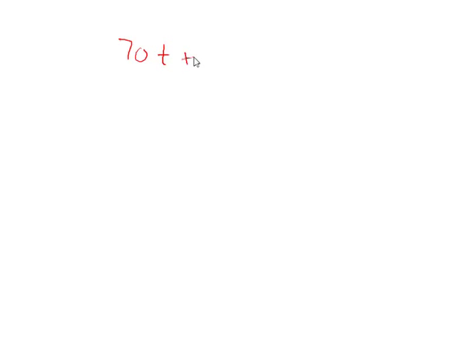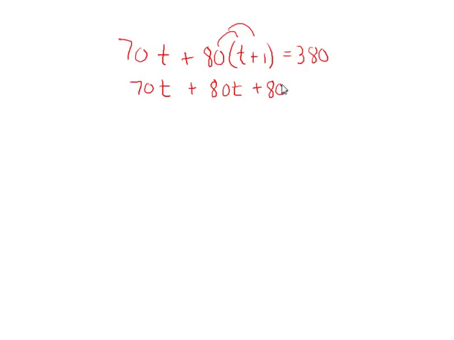70t plus 80 times t plus 1 equals 380. Okay. Distribute. 80 times t is 80t. And 80 times 1 is just 80. Okay. Combine like terms.